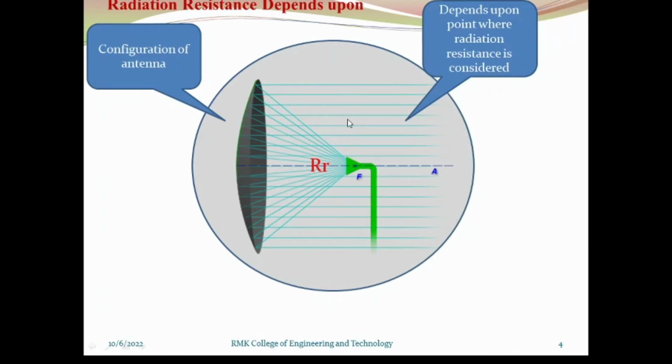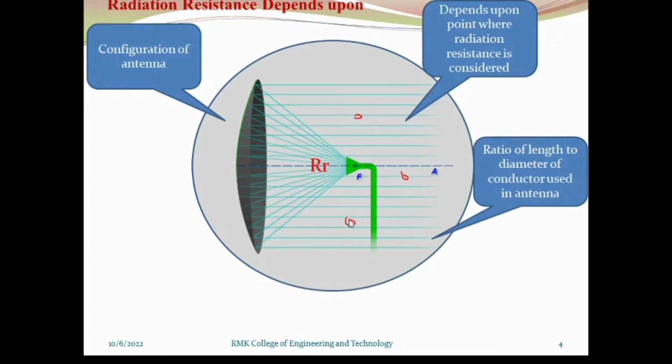So suppose RR is measured here or here or here, anywhere in the part, and depending upon the distance we have fixed for measuring the point, it will change, right? So according to the point it will change. And then the ratio of length to diameter of the conductor used in the antenna will also alter the radiation resistance. Okay, so the ratio of length to diameter.